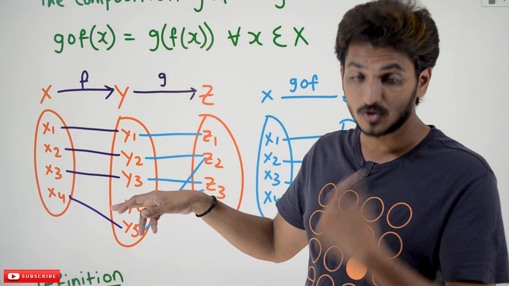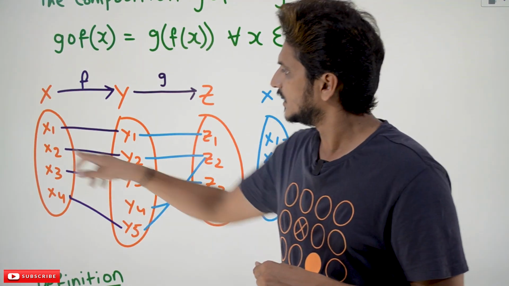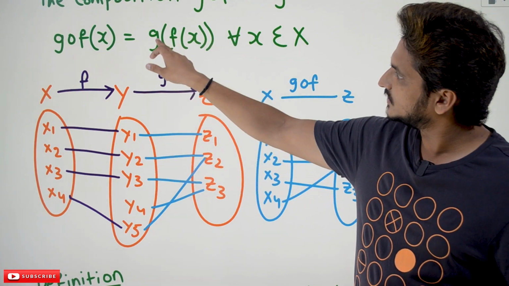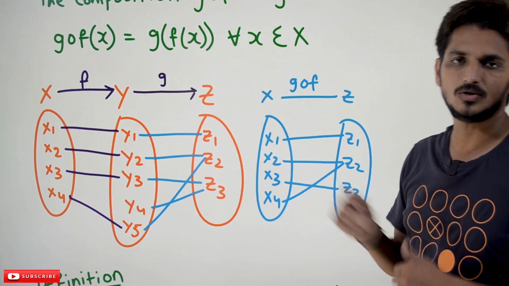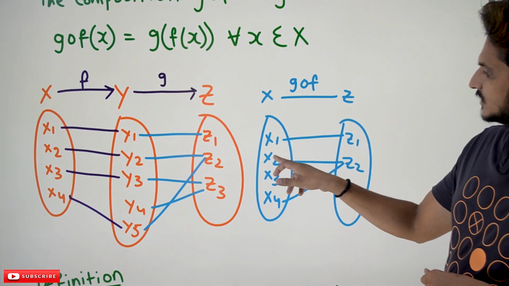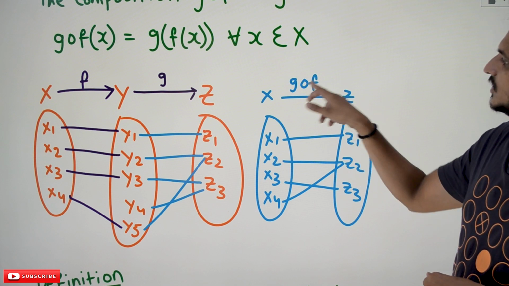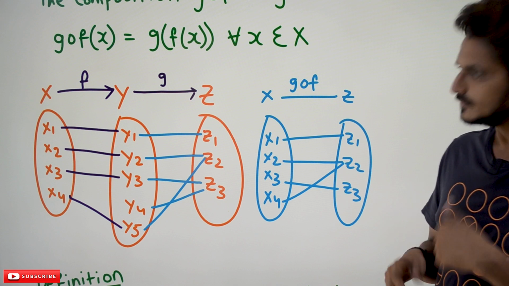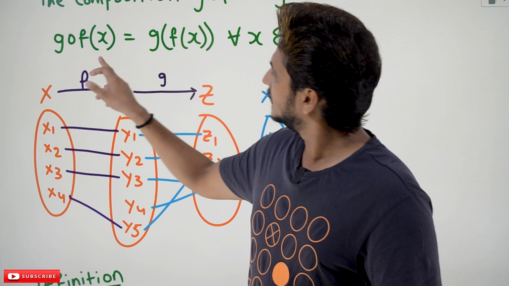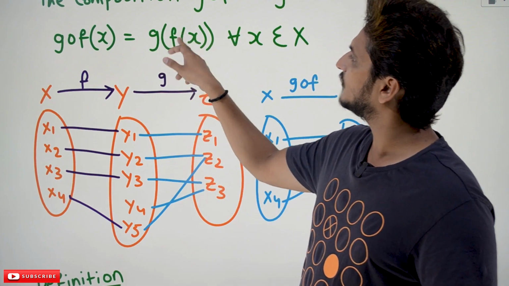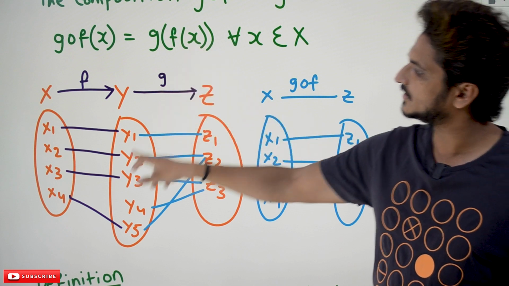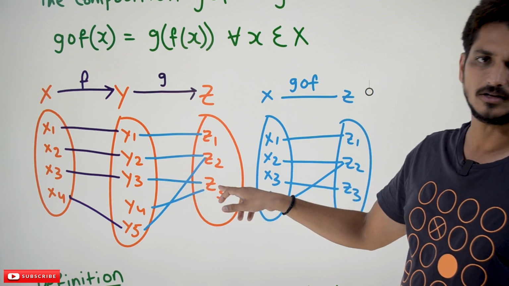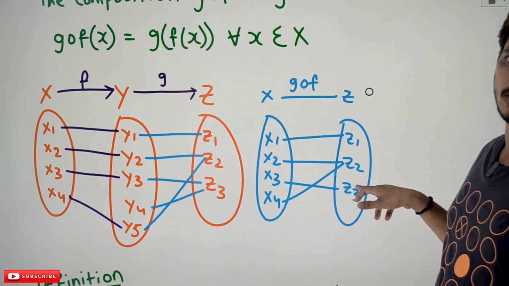Similarly, take the next one. You have to do this operation for all the x values. Take x2, substitute here. F of x2 is given as y2. Then g of y2 is given as z2. So x2 is mapped to z2 in g of f. G circle f means g composition f of x. Similarly, take the next one. x3 is substituted here. G of f of x3: f of x3 is given as y3. G of y3 is given as z3. So x3 is mapped to z3.